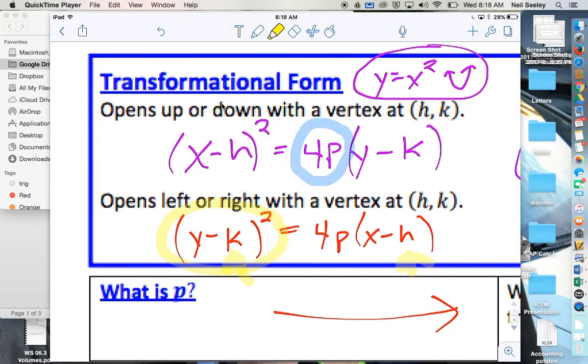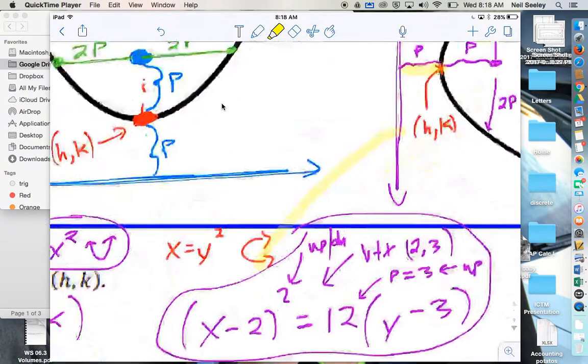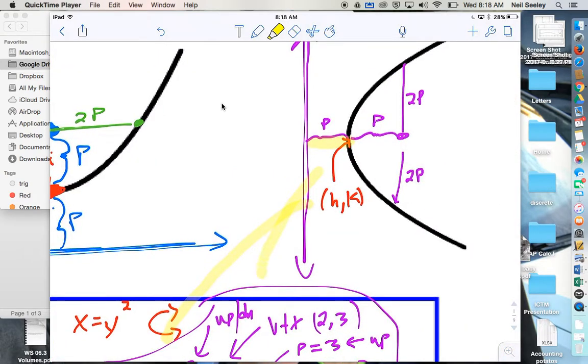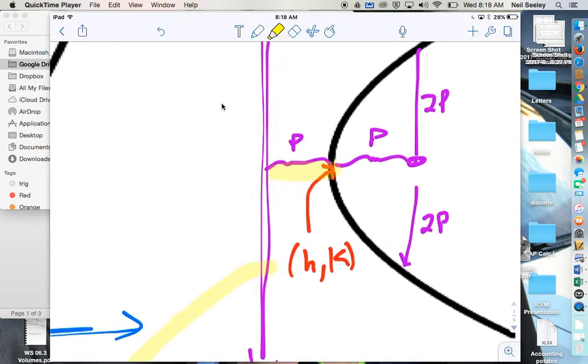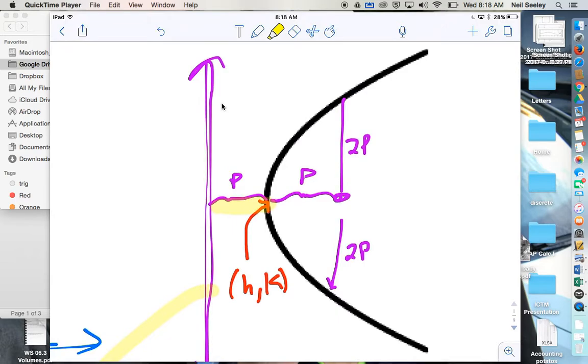P still is the distance from the vertex to the focal point, but in the picture, you want to look at it. When it faces left and right, the p is a distance to the left and right. If it's a negative p, the parabola faces the left. If it's a positive p, it faces to the right. So p is the distance from vertex to focus. And so just keep an eye on those little details.